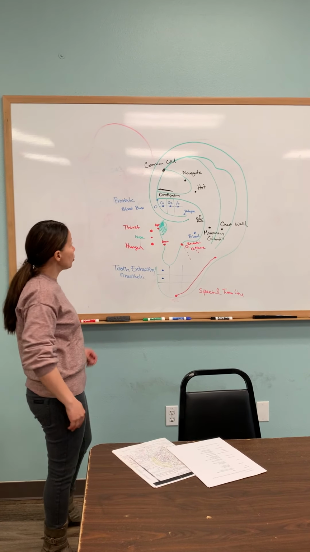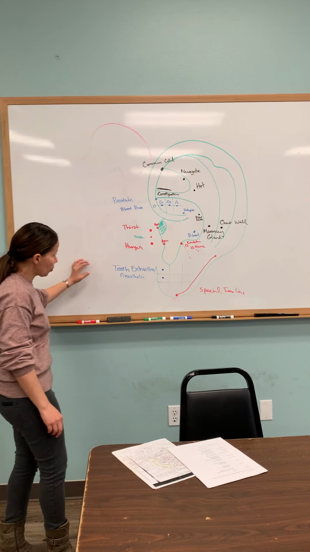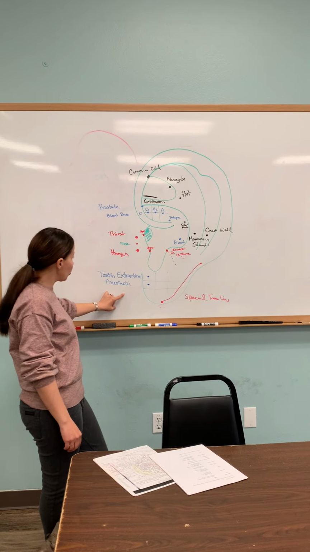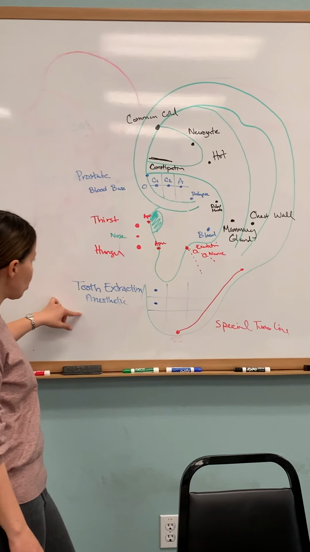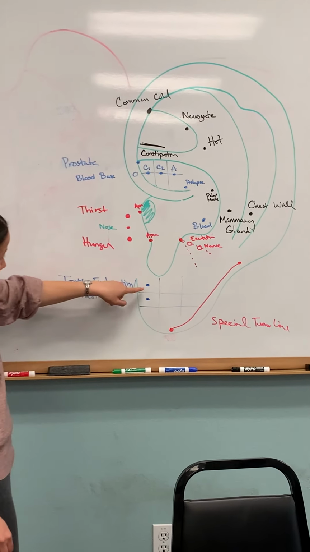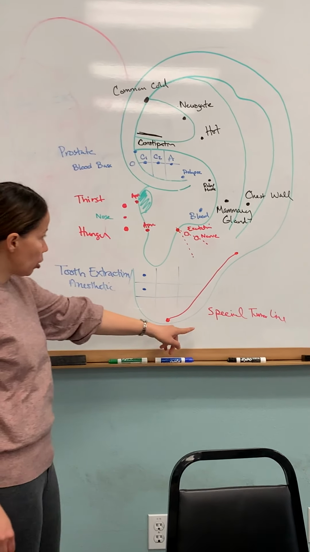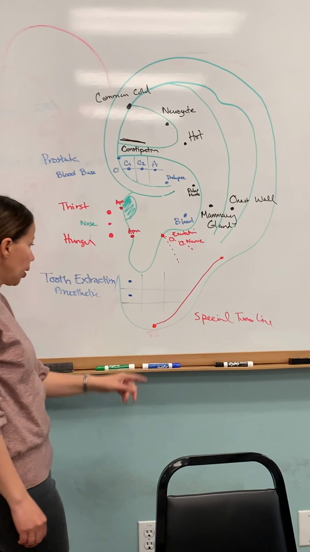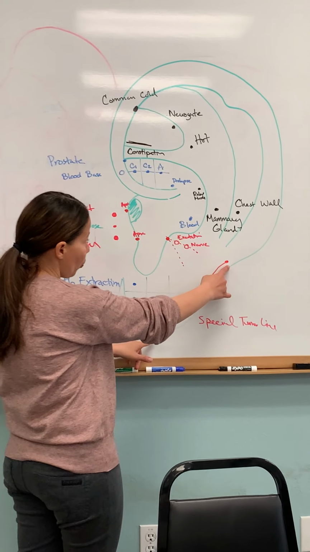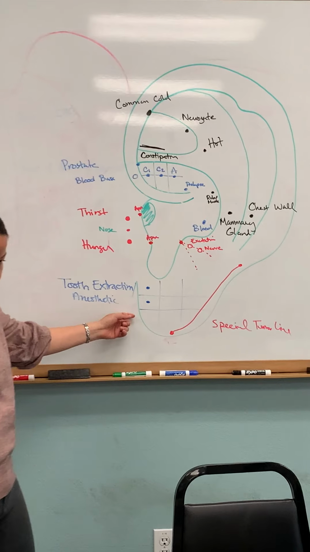Points that you're responsible for in Shanghai. So let's go over them. We're going to start off with the points on the earlobe. On the earlobe, we have tooth extraction anesthetic. There are 2 points, one found in section 1, one found in section 4. And then we have special tumor line. Special tumor line is between helix 6 to helix 4. So those are the 2 on the earlobe.